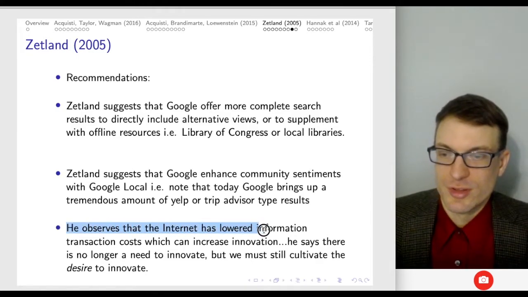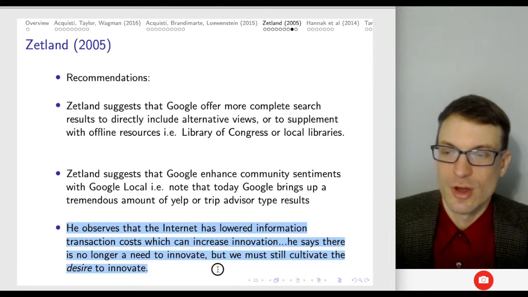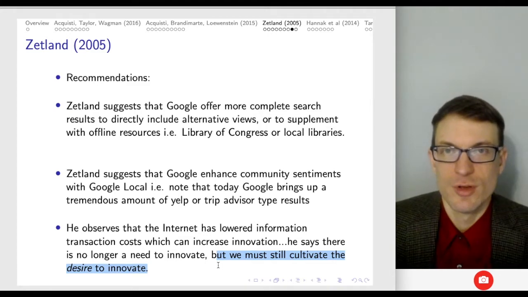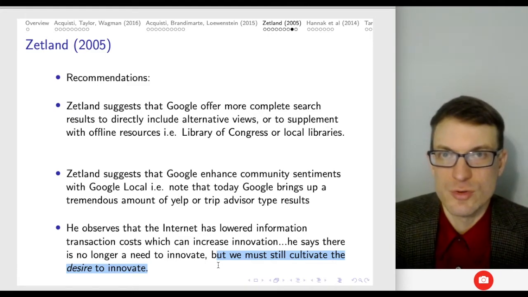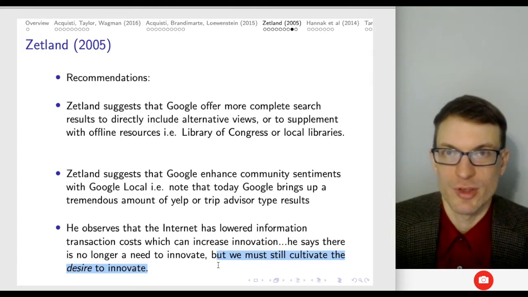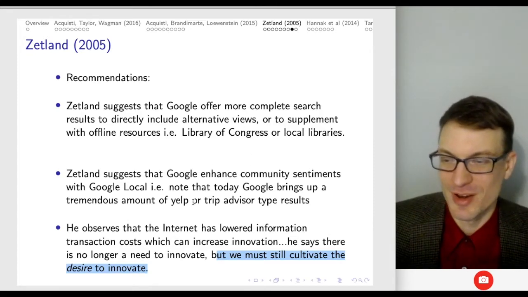Let's see. Zetland observes the internet has lowered information transaction costs, which could increase innovation. He says there's no longer a need to innovate, so we must cultivate the desire to innovate. Oh, absolutely. We have to rethink the way that schooling works and think really carefully about developing critical thinking skills and downplaying memorization type skills, right? You want to develop a memory for the right things. You don't need to develop a memory for things that you can find on Wikipedia. You need to develop a memory for how to find those things and then how to evaluate that data, right?